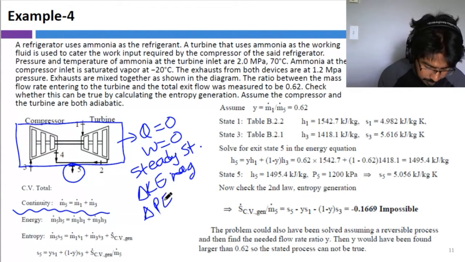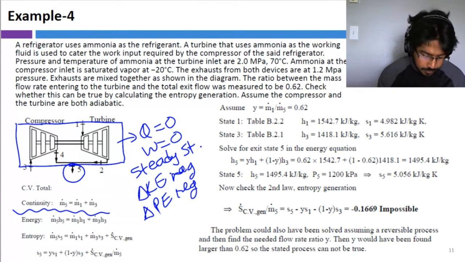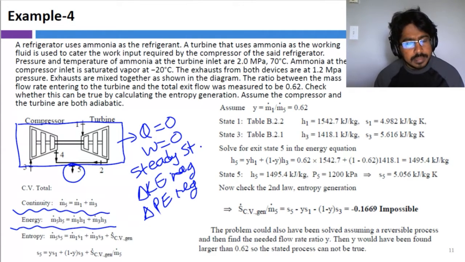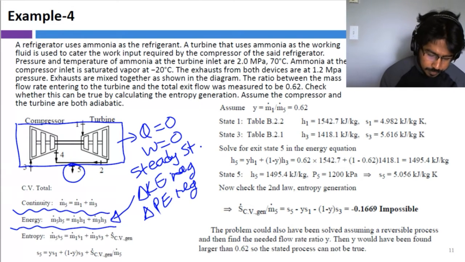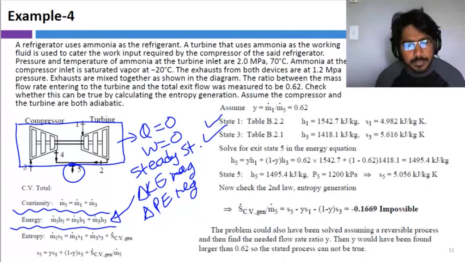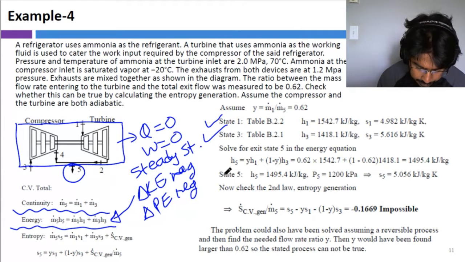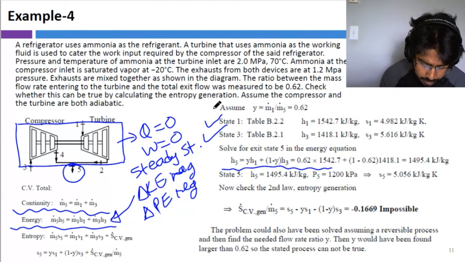Delta PE is also negligible. Then we can write the first law equation for the selected control volume as this. Now when we go to states 1 and 3, as we discussed earlier, we can easily find the properties from the property tables. So we plug the numbers into the first law equation, and then we come across this line. So the y that you see here is from this line.